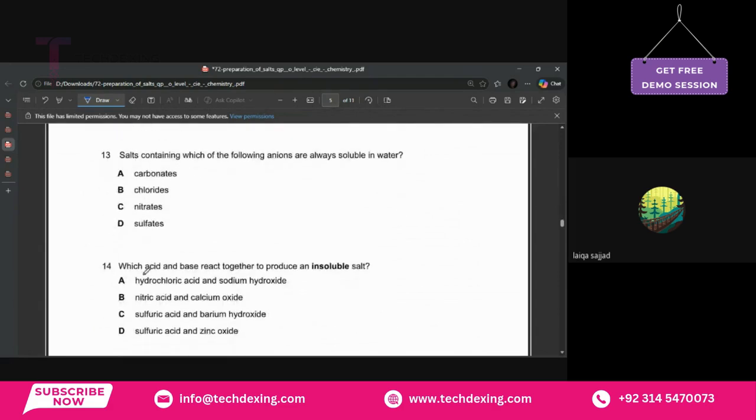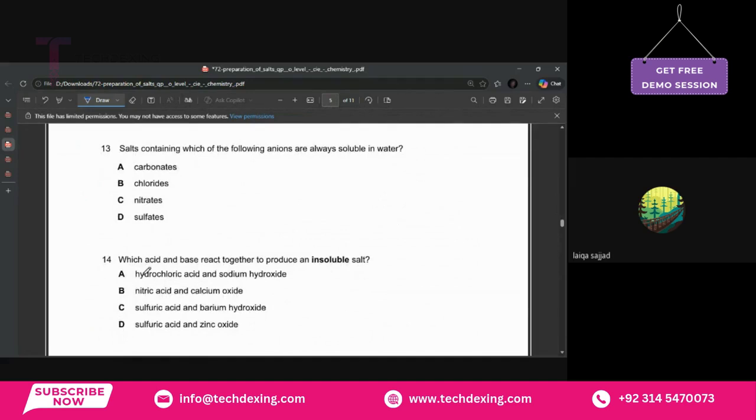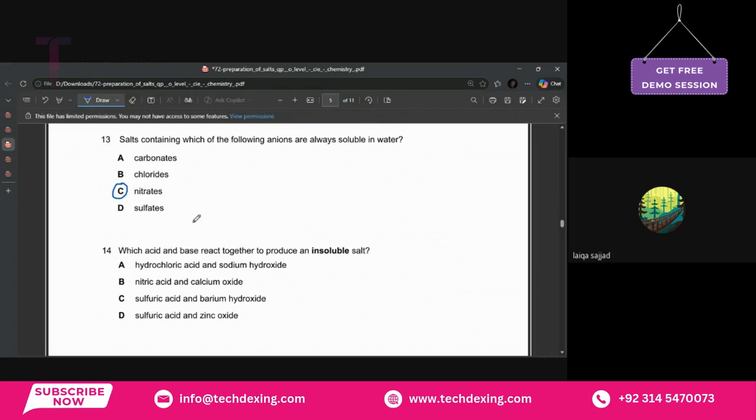Okay, then we are given that salts containing which of the following anions are always soluble in water? Carbonates, chlorides, nitrates, or sulfates? Always soluble in water. Yes, the nitrates. Very good. Excellent. It's all the nitrates. In others, we have exceptions, but nitrates are all soluble.